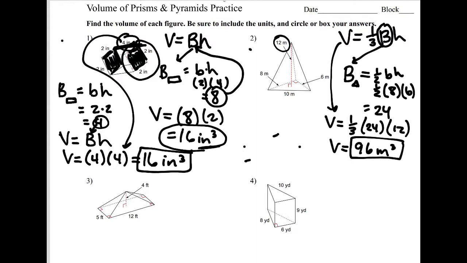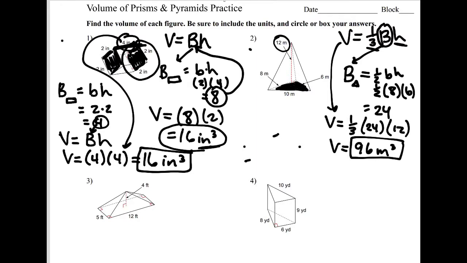So remember, you have to find the big B by looking at its shape and then finding the area of that shape. And then you multiply by 1/3 in the height. All right, that's for a pyramid. So like I said, I'm going to go ahead and bounce around.